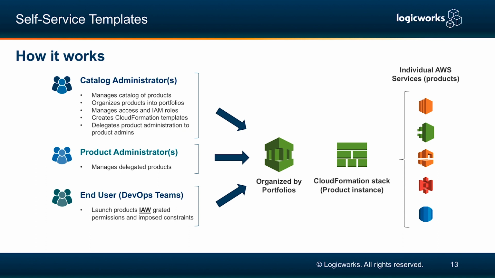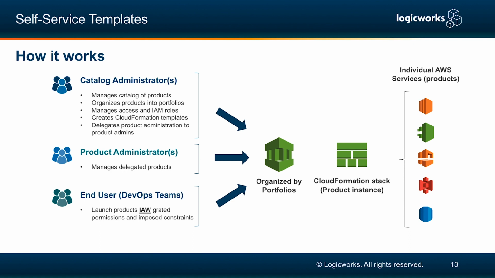So we've gone over our IaC tools that we have available to us, and now it's time to talk about Service Catalog. So Service Catalog is broken into essentially 3 teams. Your catalog administrators, who in our scenario would be you, would be responsible for managing the catalog of products, organizing products into portfolios, and managing access via IAM.